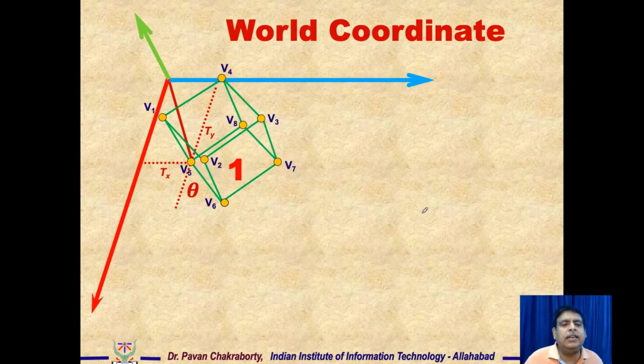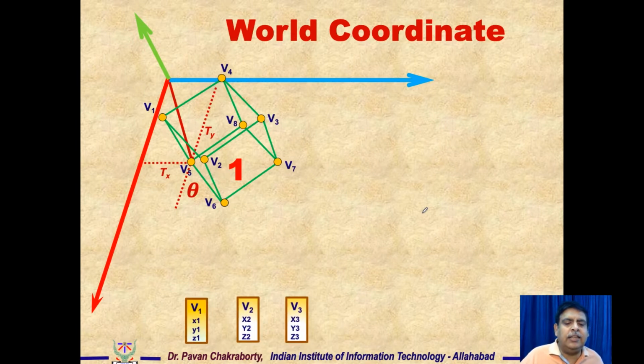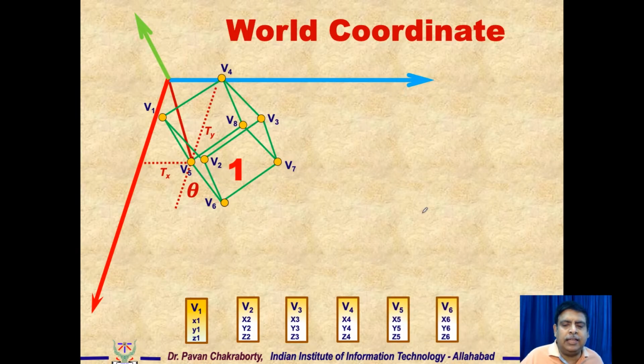And what we see here is that this cube has been translated by a coordinate tx and ty from the origin, and has been rotated by an angle theta around its object axis. So let us see the vertices. Here I have my 8 vertices, and these 8 vertices form my vertex linked list.